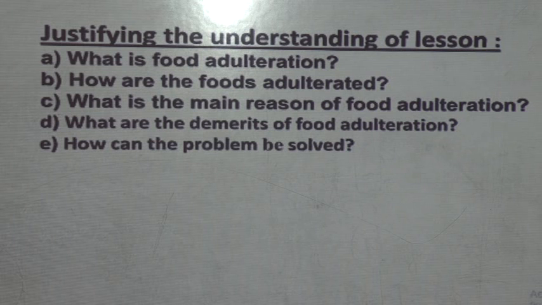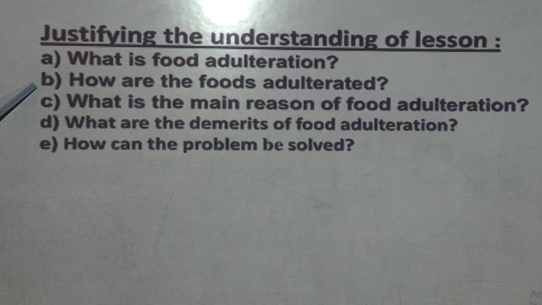Justifying the understanding of the lesson. What can we know from the discussion of today's lesson? We could learn different information from our discussion, and let us see if we can respond to this question: what is food adulteration? We could easily know what food adulteration is. If we mix some chemicals and pesticides, food becomes adulterated and we become victims of different types of disease, and this type of adulterated food is known as food adulteration.